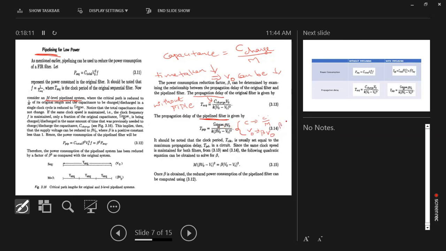Now supply voltage initially, how much is required? We need not provide that much supply voltage. A fraction of the supply is enough. So this beta factor is less than 1. Okay, a lesser supply voltage is sufficient. Now, when we equate these two, in the pipelining, the clock frequency and the sampling frequency are same.